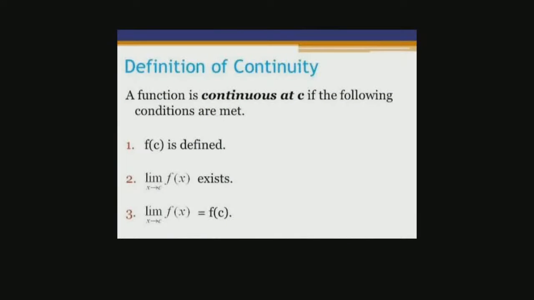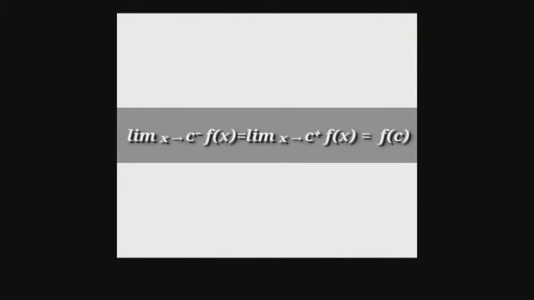The definition of continuity is based on three conditions according to the textbook. A function is continuous when, first, the function is defined at some point C. Second, the limit of the function as x approaches C exists. Third, the limit of the function as x approaches C is equal to the value of the function at point C. But we can easily understand the concept of continuity in simple words: when the left hand limit, right hand limit and the value of the function at point C are all equal, the function is said to be continuous.